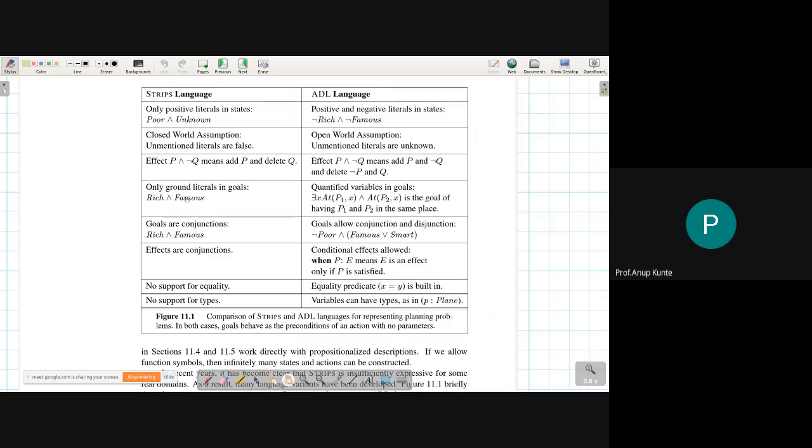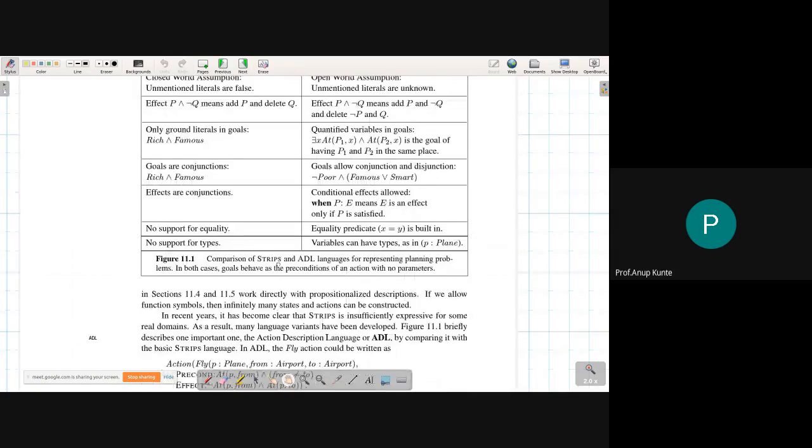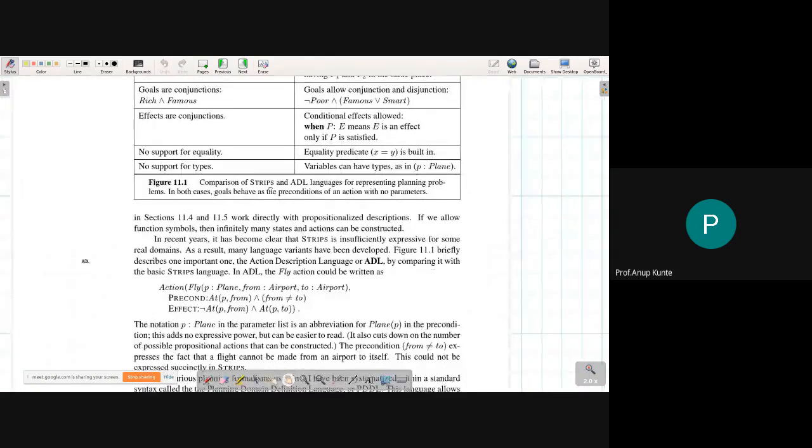There is no support for types in STRIPS, whereas in ADL, there is a way to represent different types for different objects. Okay, so that's the difference between the two representational languages, ADL as well as STRIPS.